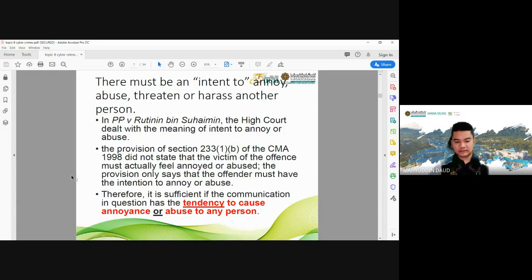And who decides whether this communication has a tendency to cause annoyance? It will be the judge. The court will evaluate the facts and determine whether there has been a tendency to cause annoyance. So that is the position for Section 233, 1A and 1B.